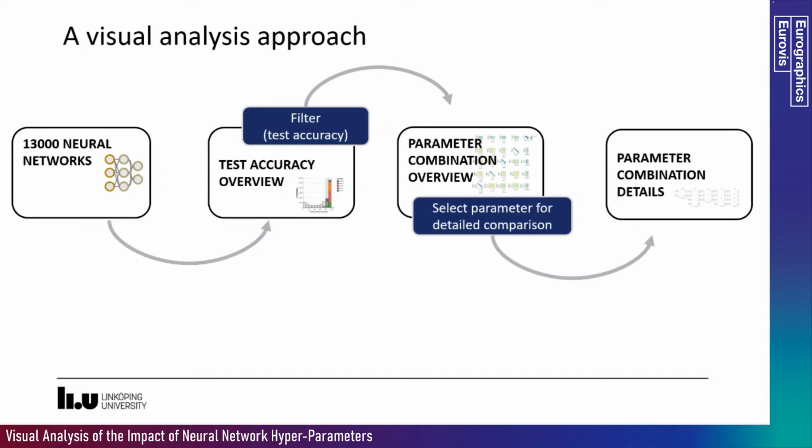To facilitate exploration of the many parameters at the same time, we utilize overview and filter techniques combined with data aggregation and small multiples plots. We take the 13,000 neural networks and compute the distributions of their test accuracy. The user can filter based on test accuracy to find out which parameter combinations produce good or bad models. We provide an overview of the parameter combinations linked to the current filter, and then the user can go into details about the subset of parameters to explore their high-dimensional hyperparameter interconnections. This approach allows the user to distill high-dimensional information about the 13,000 models. I will now explain each step in a bit more detail.